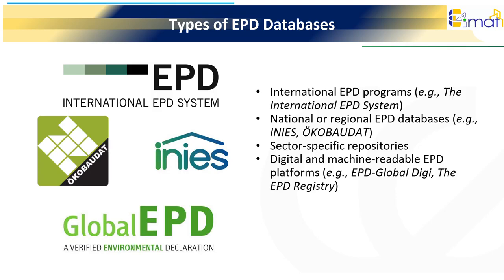First, we have international EPD programs, such as the International EPD System, which manage globally recognized declarations under ISO and EN standards. Then, there are national or regional databases, like INES in France or Cobadat in Germany. These systems centralize EPDs that comply with local regulations and construction standards. We also find sector-specific repositories, focused on particular industries such as electrical equipment, wood products, or construction materials.